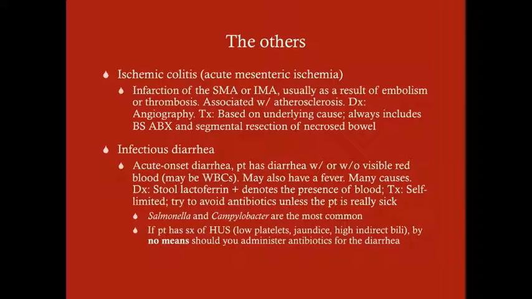Ischemic colitis, mostly as far as acute mesenteric ischemia, this is an infarction of the SMA or IMA, usually the result of an embolism. Usually it's secondary to atrial fibrillation or another cardiac cause. It can also be secondary to thrombosis. This is, of course, associated with atherosclerosis, atrial fibrillation, other heart problems. Diagnosis is going to be made on angiography. Treatment will be based on the underlying cause, whether or not this is an embolism or if it's thrombosis. It can also be caused from hemodynamic shock. So this will always, though, include a broad-spectrum antibiotic and then segmental resection of any necrosed bowel that's present.